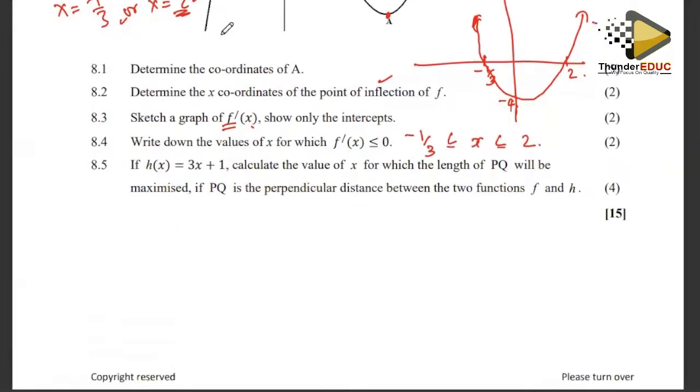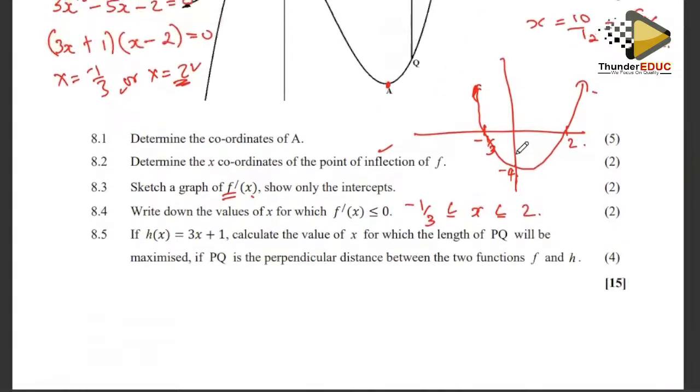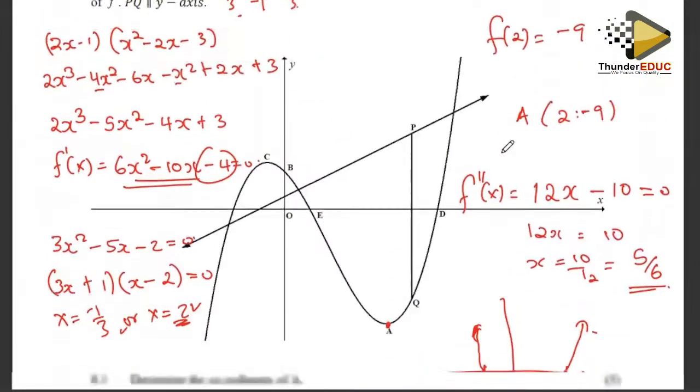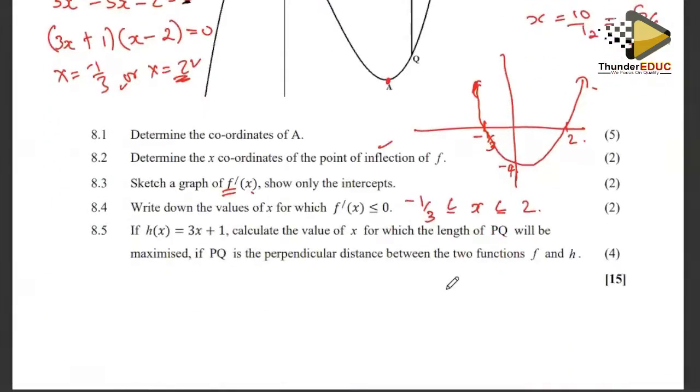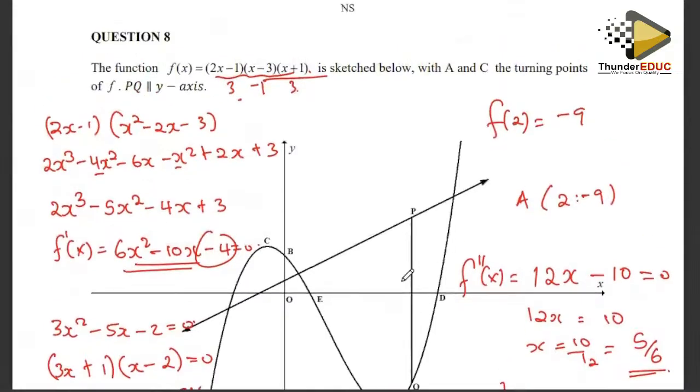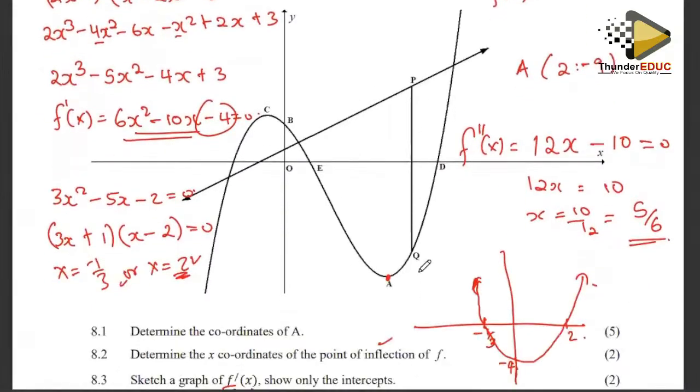Then if h of x is 3x plus 1, calculate the value of x for which the length PQ will be maximized. PQ, if h of x is that. If PQ is the perpendicular distance between the two functions. Oh, so this line is called h.